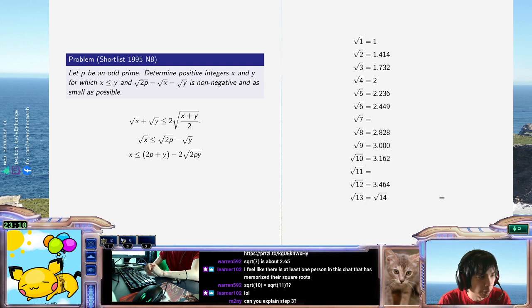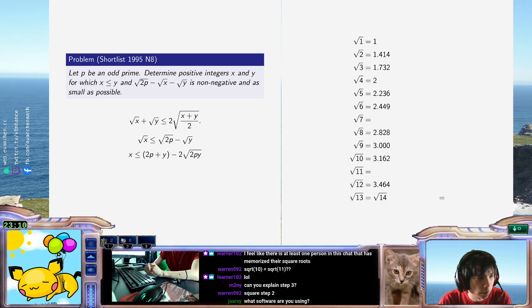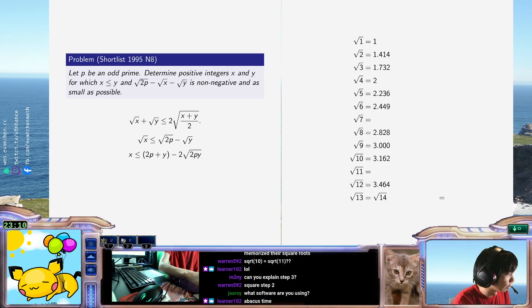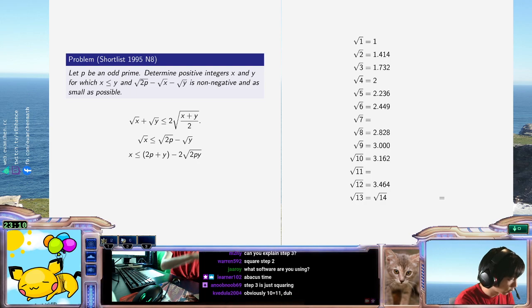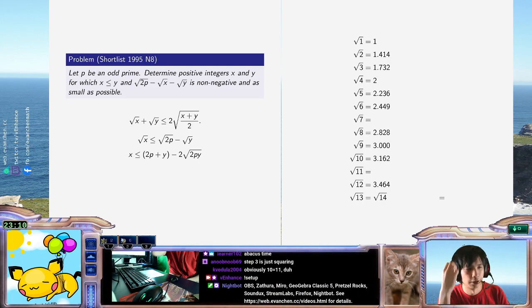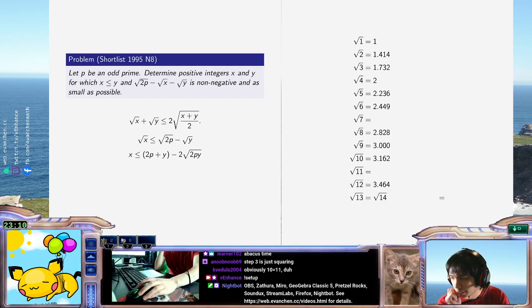Can you explain step 3? Which step 3? What software are you using? Whatever I wrote up. There. Yeah, so from here to here I just squared both sides, that's all.